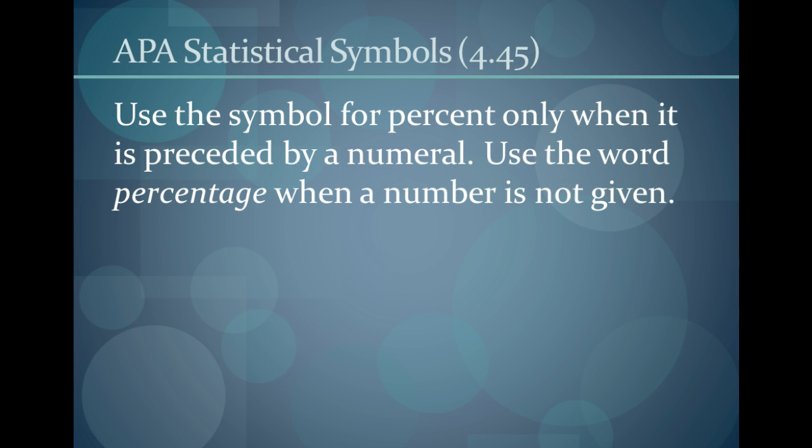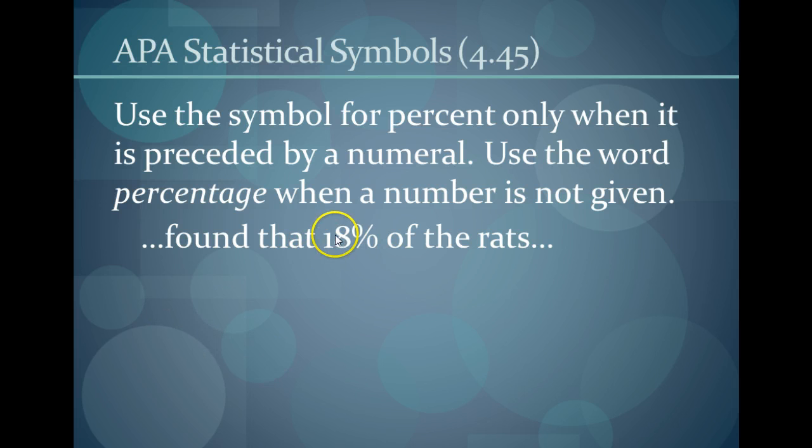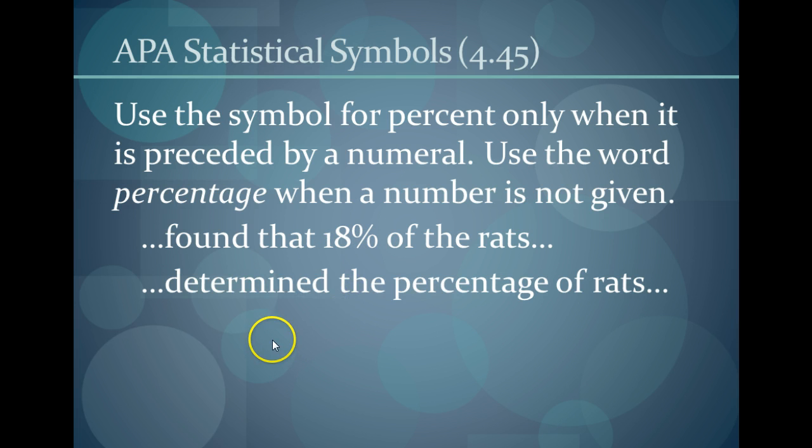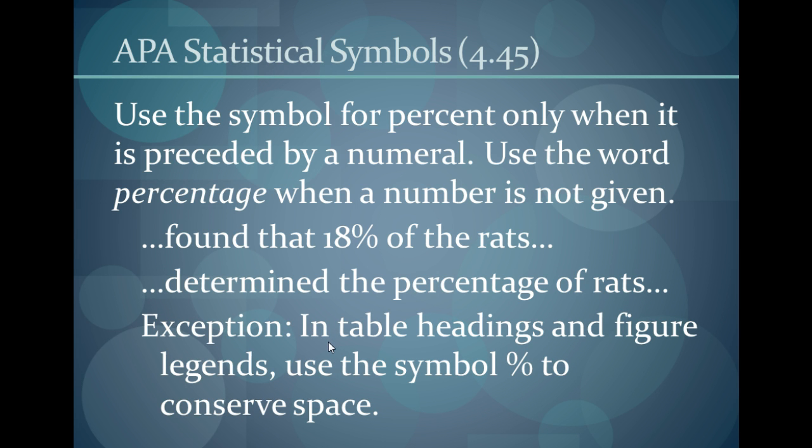In terms of the percent symbol, you use the symbol only when there's a numeral in front of it. If you don't have a numeral, if you just say the percentage of correct responses is, then you have to write the word and not use the symbol. So in this case, 18% of the rats, we have the symbol because we have a numeral in front of it. Notice that there's no space between the 18 and the percent symbol. And then here in this sentence, we're using the word because there's no number to go along with it. If you do report percentage information in tables or figures, then you always use the symbol to conserve space.